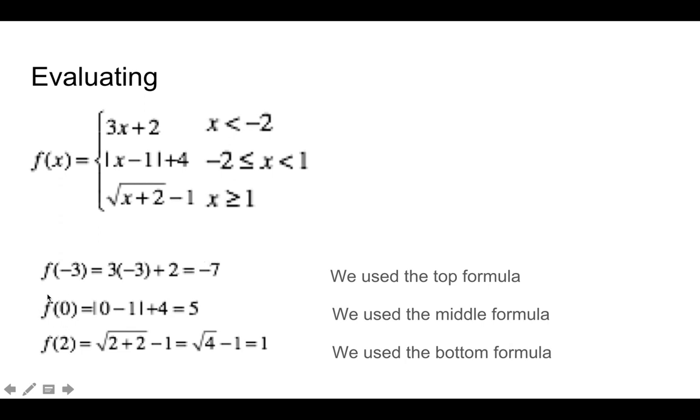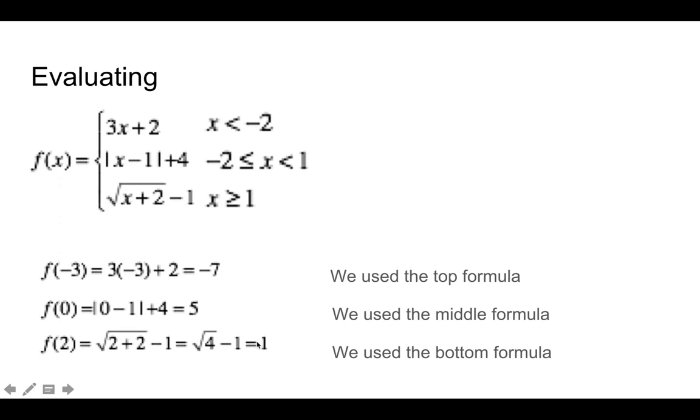If I wanted f of 0, I look over here and see which category 0 falls into. 0 is between -2 and 1, so I would use this middle formula to find f of 0. You can see we would get 5. If I wanted f of 2, 2 is bigger than 1, so I would use this third formula for 2. And you can see we would get 1.